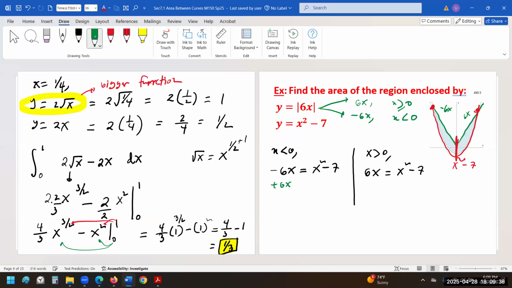So if we add 6x and subtract 6x, we get 0 equals x squared plus 6x minus 7. And here, 0 equals x squared minus 6x minus 7. They look almost the same, but definitely they are not the same. What two factors do we get from here?